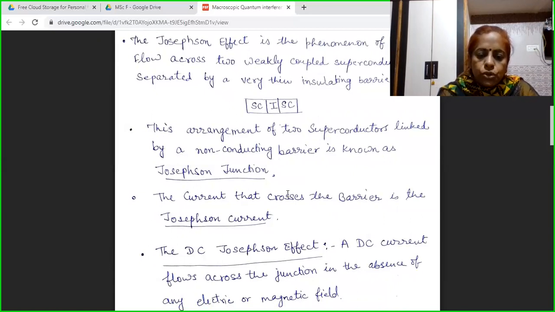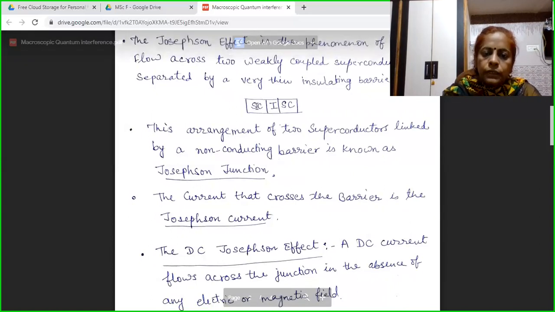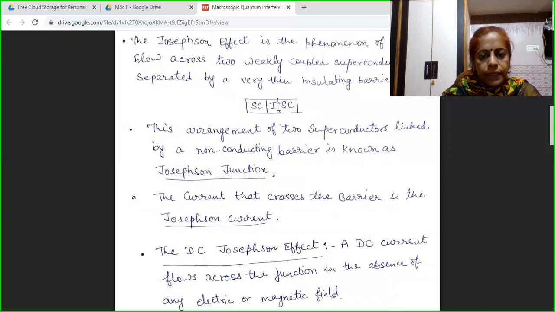According to DC Josephson effect, if we have this arrangement, that is two superconductors separated by a thin insulating layer, and there is no electric or magnetic field applied, then in this case we have in output a current which is DC in nature. This is DC Josephson effect. That means in spite of any current or voltage source, there is the output current and that is DC.